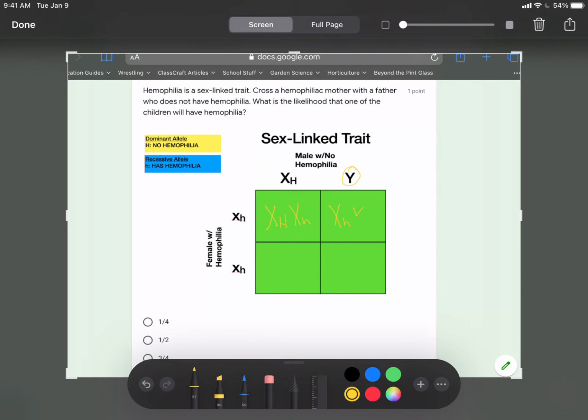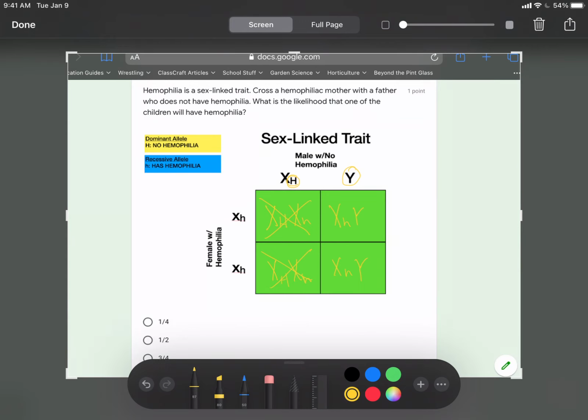So with this, what you get in the crosses looks like this: little h, Y; X, little h, Y; and X, big H; X, little h. And here's the deal. This is no hemophilia, and it's the dominant allele. So this one and this one do not have hemophilia, so the girls don't end up with it.